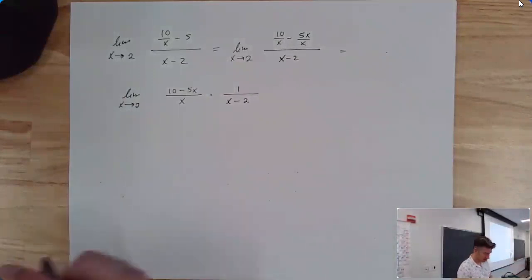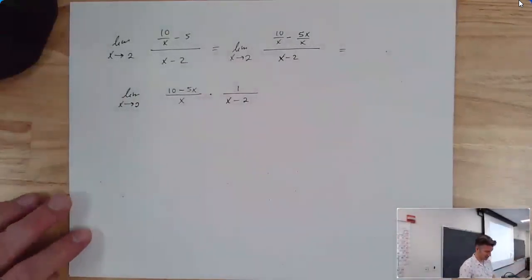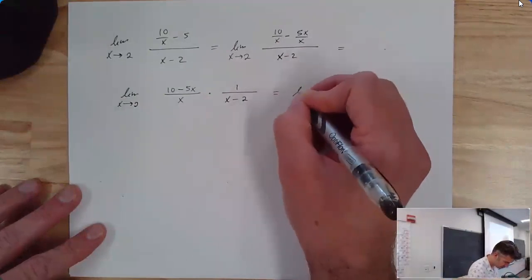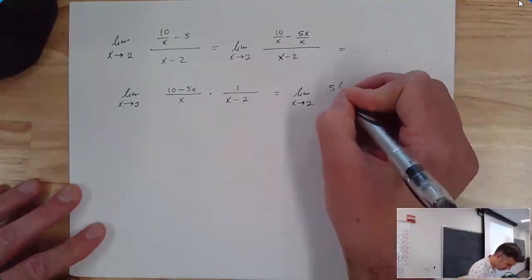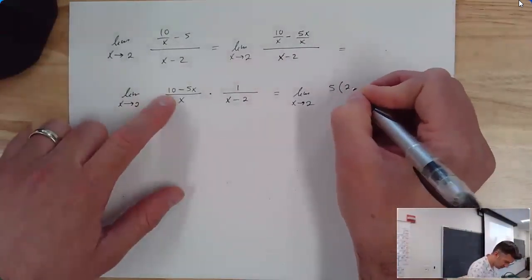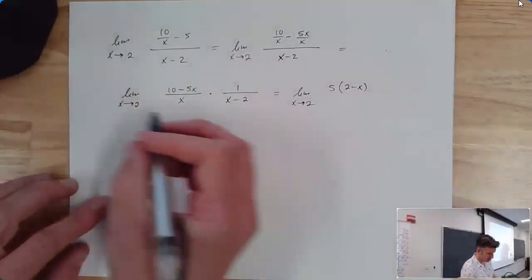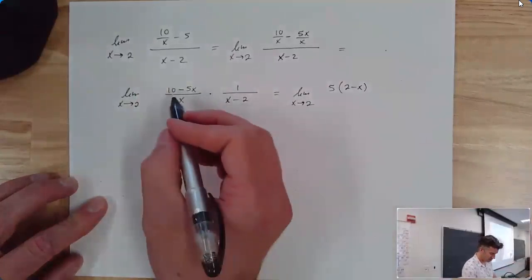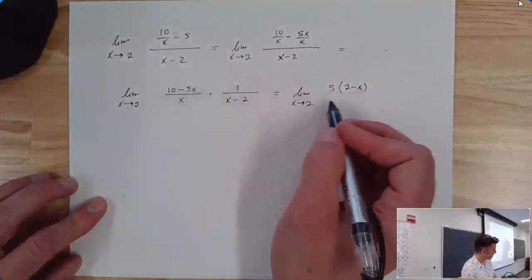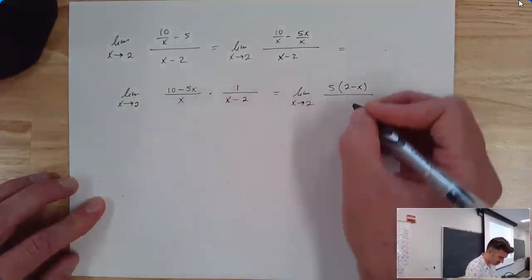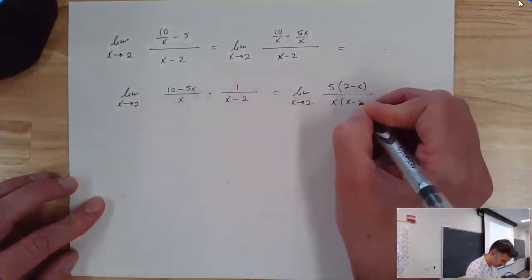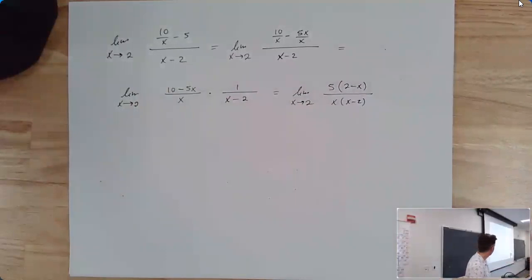Just a little. What can I factor out from 10 minus 5x? If I factor out a 5, I'm left with 2 minus x. I might as well multiply these fractions together. 10 minus 5x times 1 is just the 10 minus 5x with the 5 factored out. And then the bottom, x times x minus 2, I'm just going to write as x times x minus 2. What's 2 minus x divided by x minus 2?